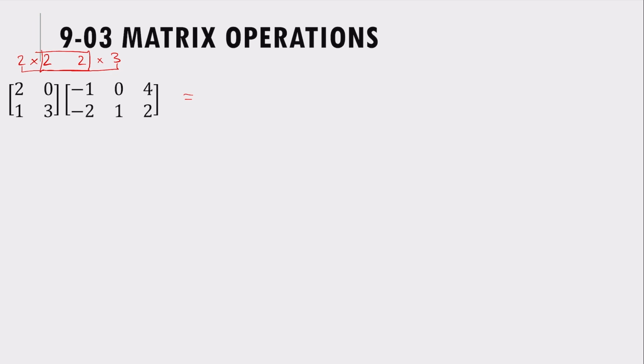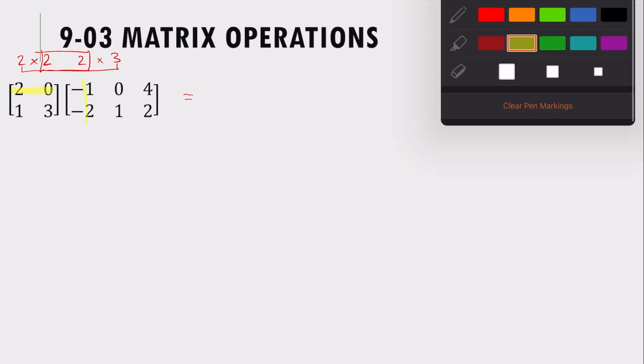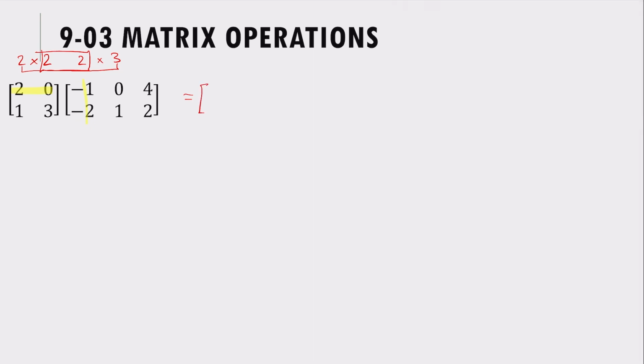So we need to start by picking a row and a column and multiplying those. So it's 2 times -1 plus 0 times -2. It's across the first, down the second. And that's the end of that row and column. Notice that was the first row, first column. So in the place of the first row, first column.